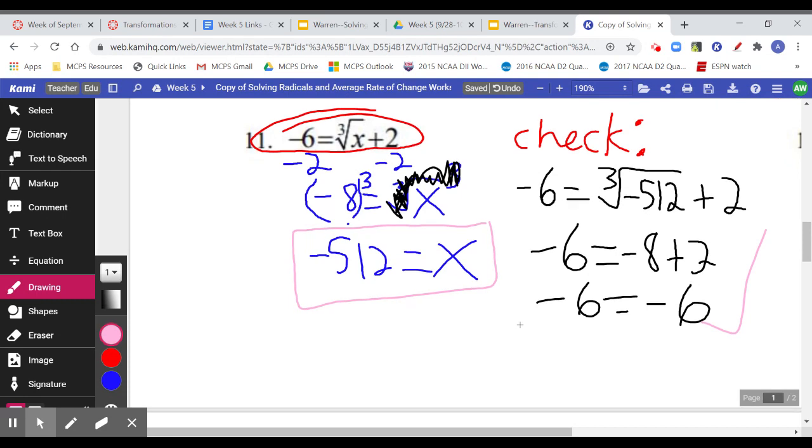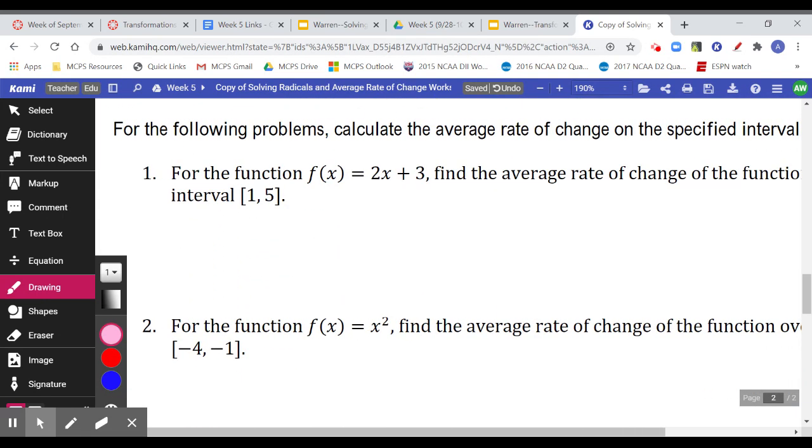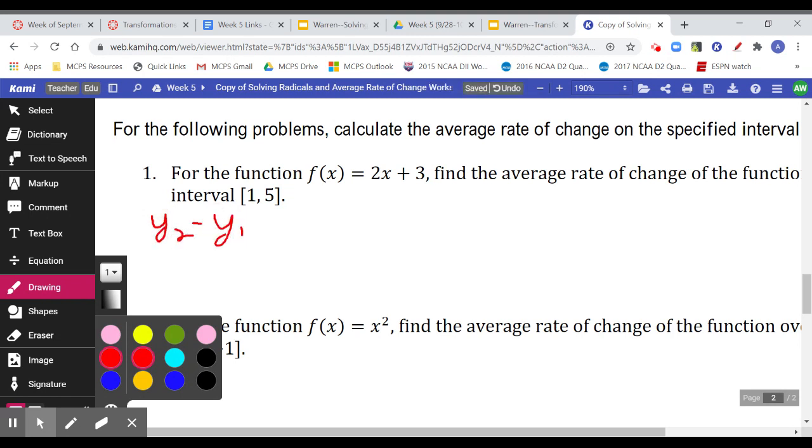Okay. So hopefully that was helpful. Now I'm going to move on to the second topic we're going to talk about, which is average rate of change. And if you remember, average rate of change is calculated the same way we talk about slope. So we are going to be following the formula y2 minus y1 over x2 minus x1.